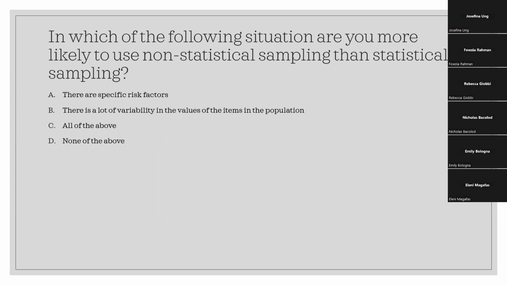In which of the following situations are you most likely to use non-statistical sampling rather than statistical sampling? There are specific risk factors. There's a lot of variability in the values of the items in the population. All of the above, or none of the above. What are we feeling here, guys? Okay, we're going C. Looks like we're going with more C for this one.